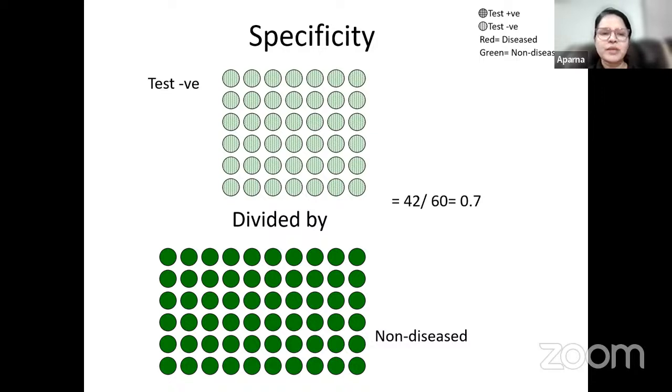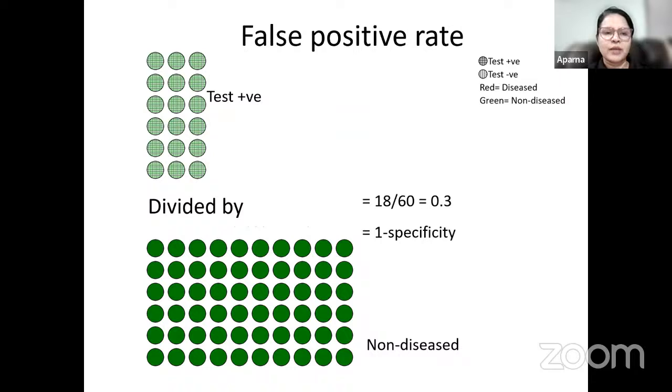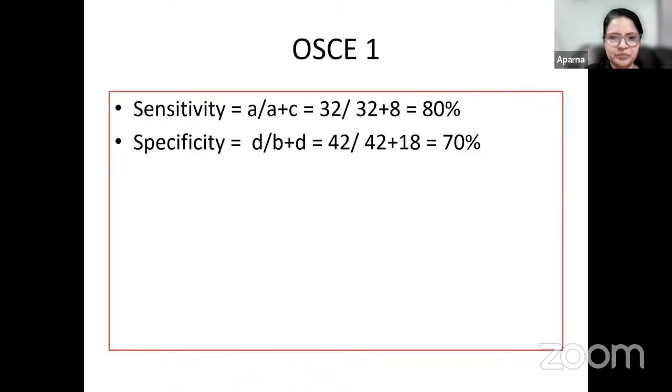In total, 42 babies actually tested negative. So 42 divided by 60, which is 0.7, gives the specificity. Likewise, the false positivity rate is nothing but 1 minus specificity. So the remaining 18 babies that actually tested falsely positive with the test, divided by the total number of non-diseased individuals, that is 60, represents 1 minus specificity.